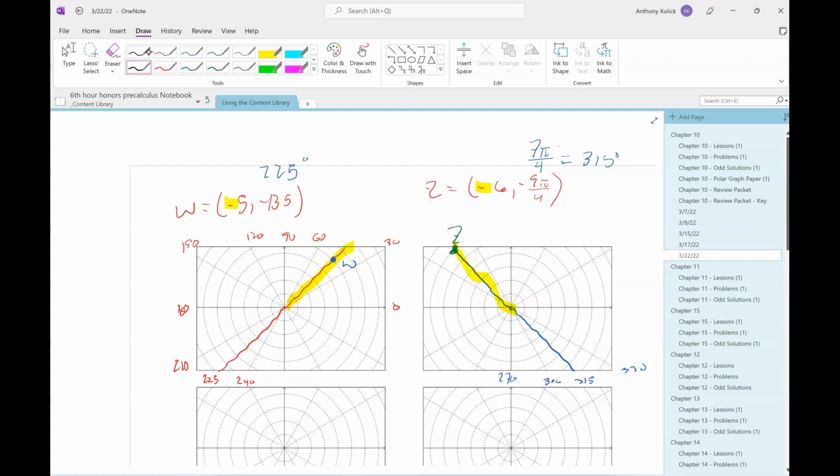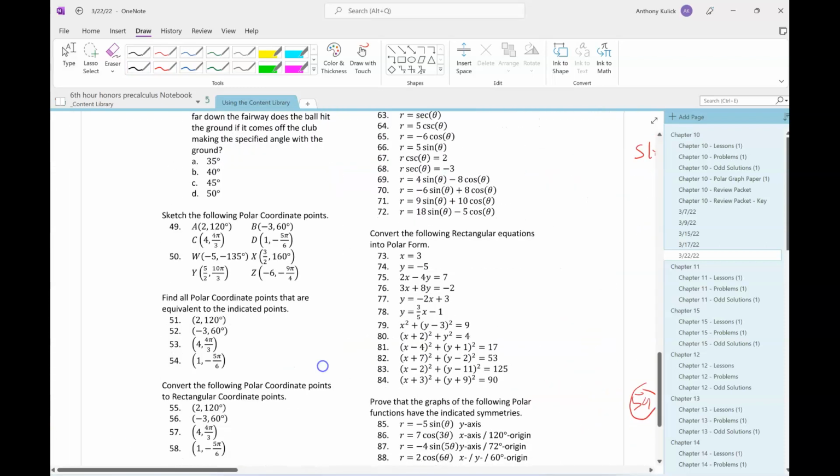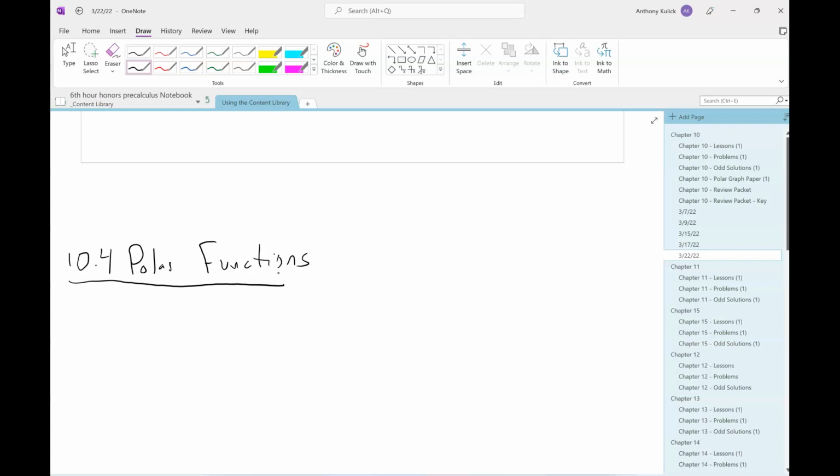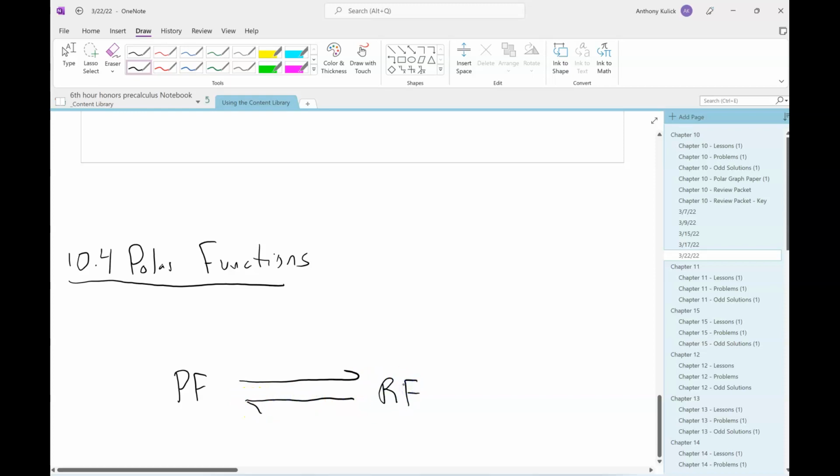Okay, Majokes. Today, we're going to finish up chapter 10. So we're going to do 10.4 and 10.5. In 10.4, we're going to start by talking about polar functions. Last time we met, we talked about the polar coordinate system and how to convert back and forth between polar and rectangular coordinates. We're going to start today talking about how we convert back and forth between polar functions and rectangular functions.